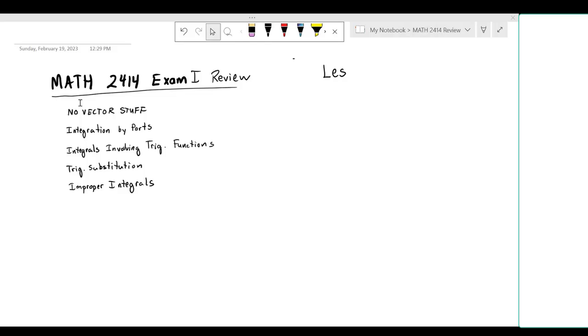Okay, so there will be no vector stuff, interestingly enough. That's the first semester I've seen that happen. But we will be looking at integration by parts, trig function integrals, trig sub, and improper integrals. I think that pretty much covers chapter 7, right? Okay. So let's start with integration by parts, unless you have any questions at the moment.